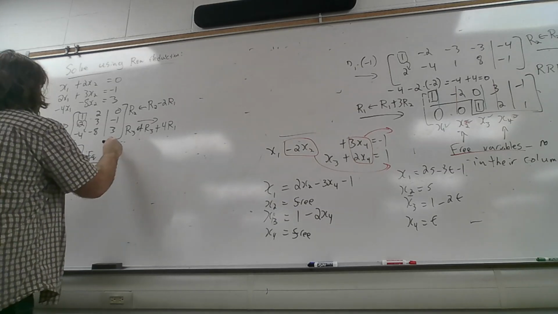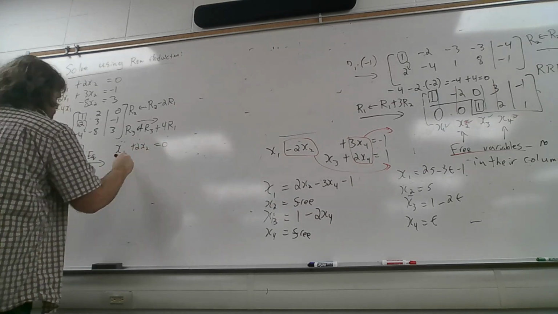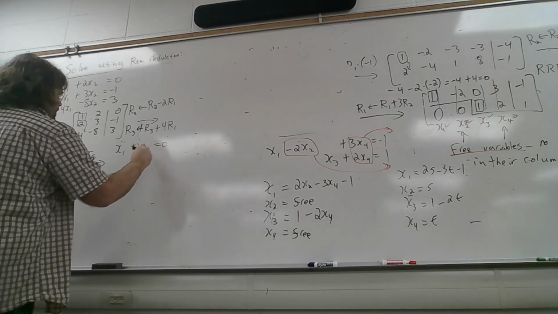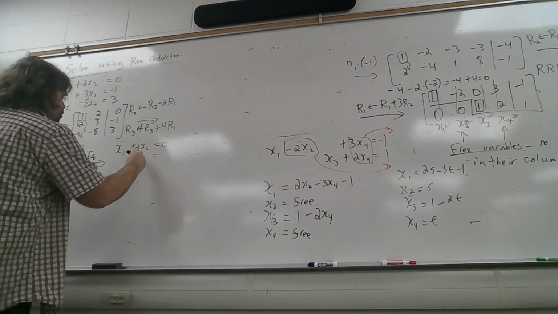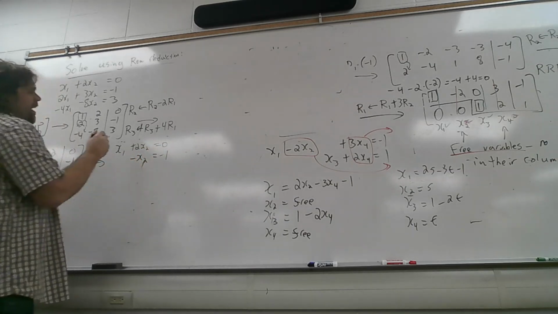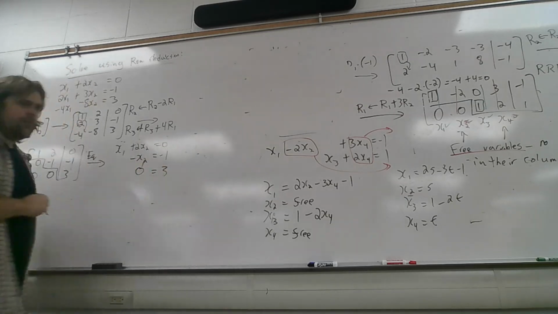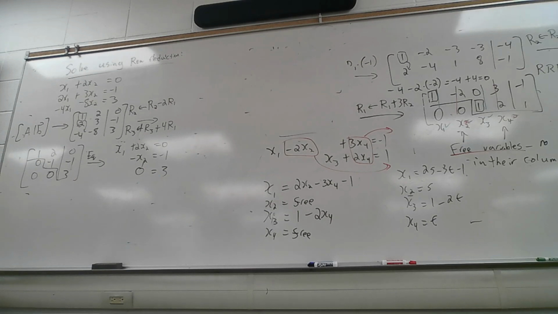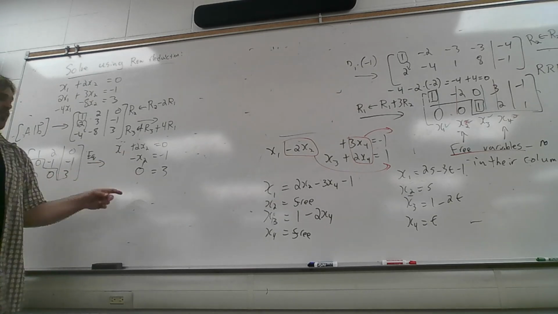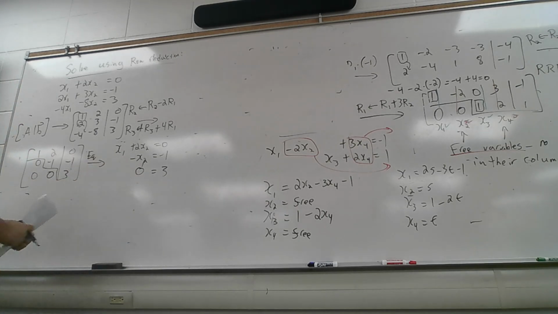So it's x1 plus 2x2 equals 0. Minus x1 minus x2 equals minus 1. And 0x1 plus 0x2, which is 0, equals 3. That's impossible, right? Nothing we can choose for x1 and x2 will make this true. So this is no solutions.